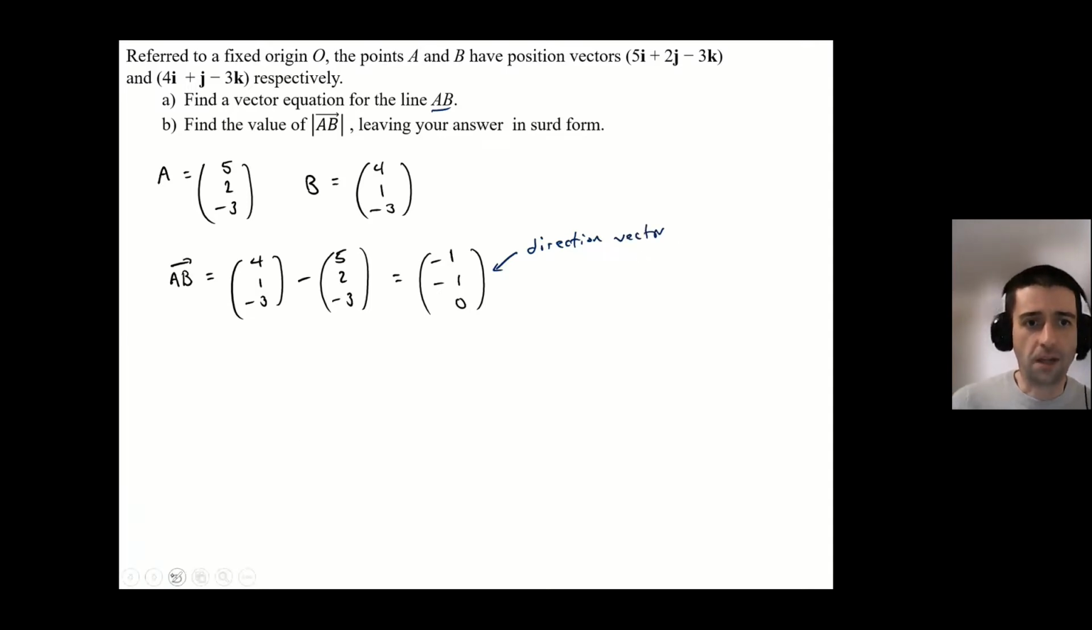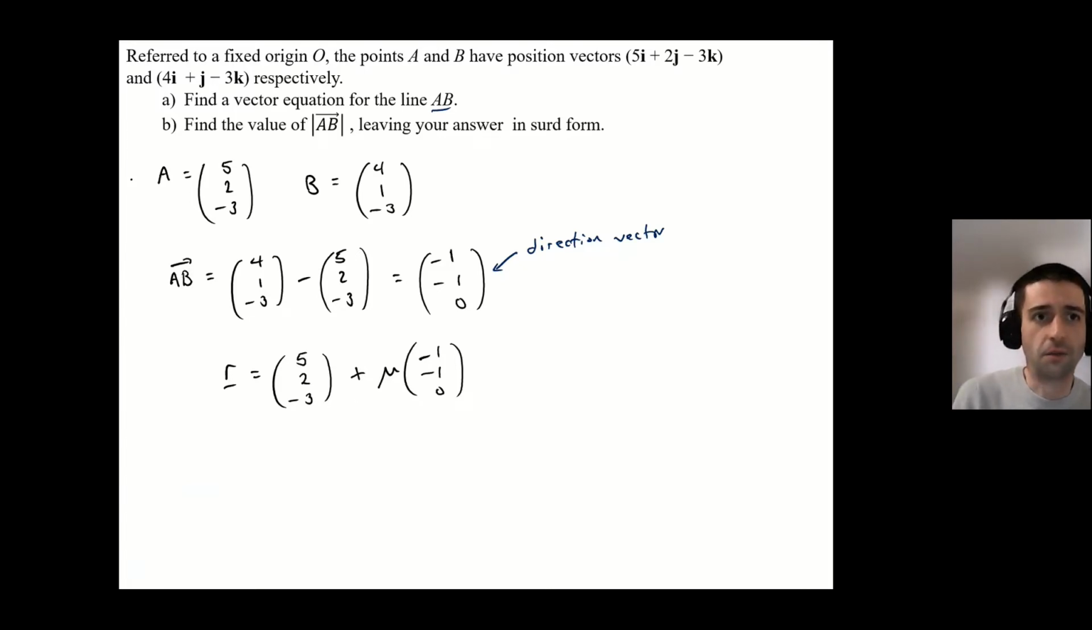And what I then need to do is, a vector equation of the line is simply any point on the line. So I'm going to choose the point A, which is (5, 2, -3), plus a parameter or a multiplier, which in this case I'm going to use mu, and then the direction vector, (-1, -1, 0). So that is the vector equation of the line through AB.